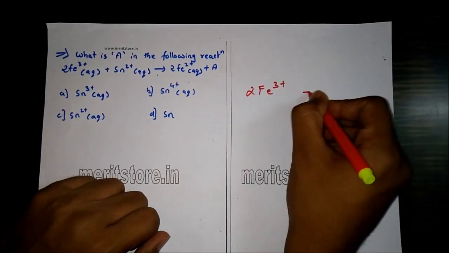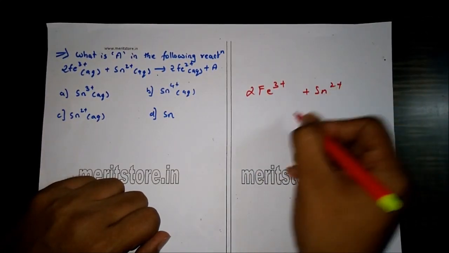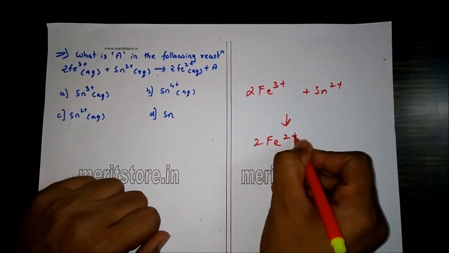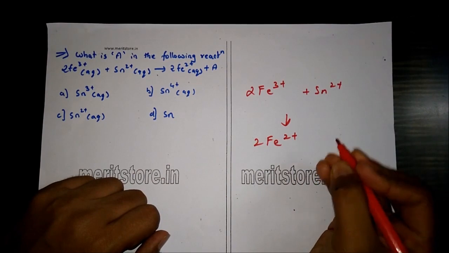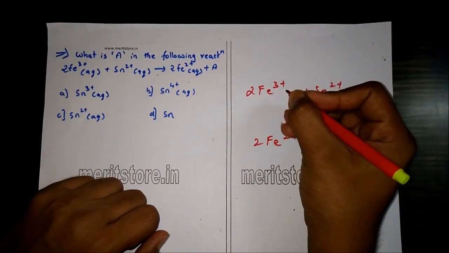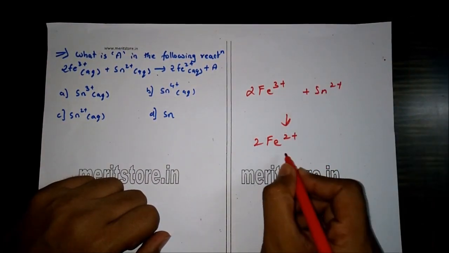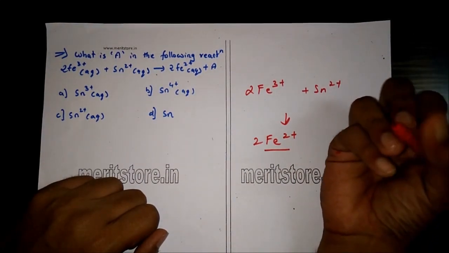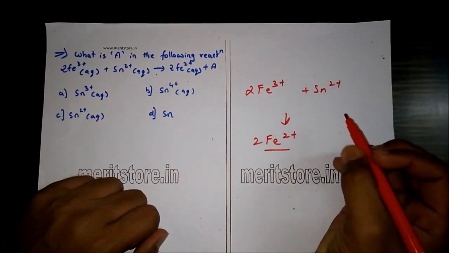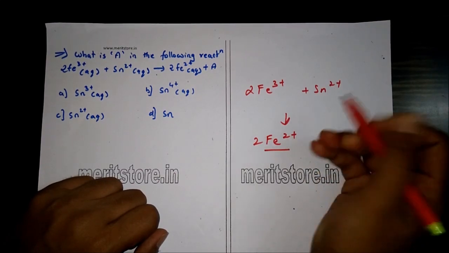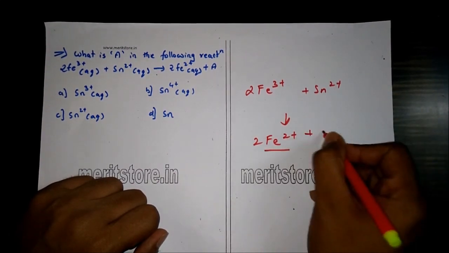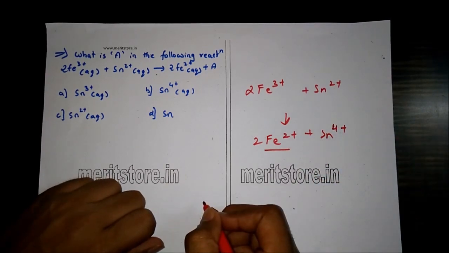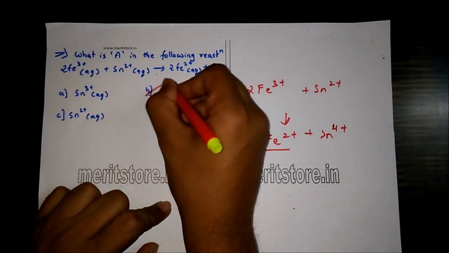2Fe3+ + Sn2+ gives, now the first product is 2Fe2+, hence Fe3+ is undergoing a reduction to form Fe2+. Hence this reaction is a redox reaction. In a redox reaction, reduction and oxidation both take place. Therefore, Sn2+ will get oxidized to Sn4+. Therefore A will have the value Sn4+, which is option B.